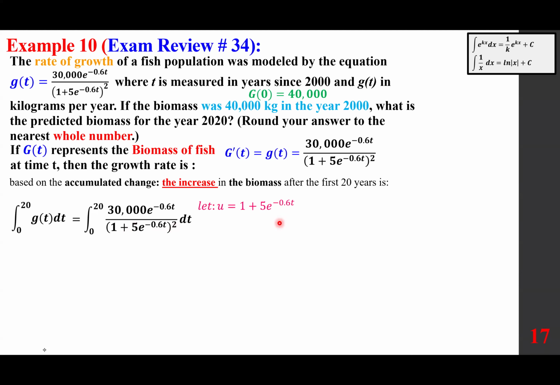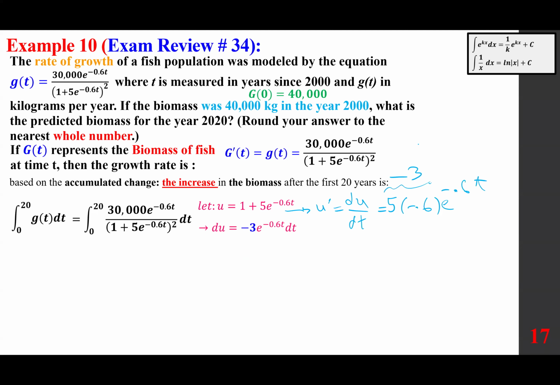So how do you differentiate this? First, I want to look at u prime, or du dt, which is just 5 times negative 0.6 times e to the power of negative 0.6 t. The product of these two obviously is negative 3, which makes du the same thing, negative 3 e to the power of negative 0.6 t dt.